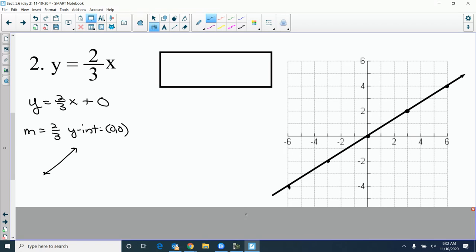Okay, draw your arrowheads. So that has a y-intercept of 0, and they're not going to write it. They're going to say plus 0. It's just going to say y equals 2/3 x. You got to know that.